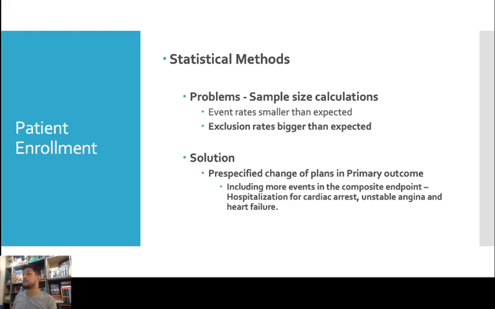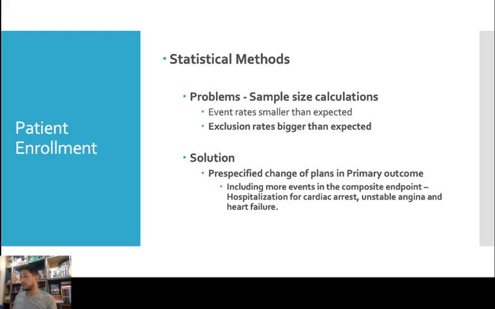Well, problems related to the sample size calculation. In the beginning of the trial, actually, they started to realize that event rates were really smaller than expected, and also that exclusion rates were bigger than expected. So they had a problem and they had to find a solution.